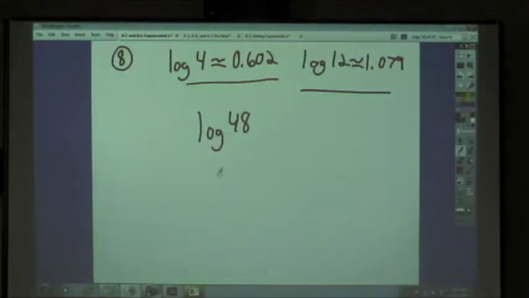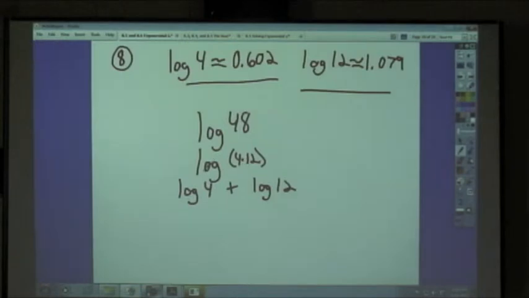And so what they're expecting you to do is to take this and say, okay, log 48 can be split up because 48 is 4 times 12. And using those properties of logarithms we talked about, the log of 4 plus the log of 12 is going to give me the same answer as the 4 times 12 in one logarithm. This is called expanding the logarithm.